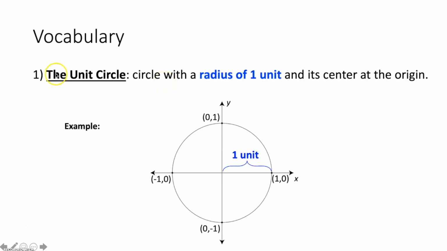First vocabulary term is the unit circle. That would be a circle with a radius of 1 unit and its center at the origin. So down here we have a pretty simplistic sketch of the unit circle, where we have a circle with the center at the origin and a radius of 1 unit. Now we are going to dive into the unit circle way more in depth later on in this lesson, but for right now all you need to know is that it's a circle with the center at the origin and a radius of 1 unit.